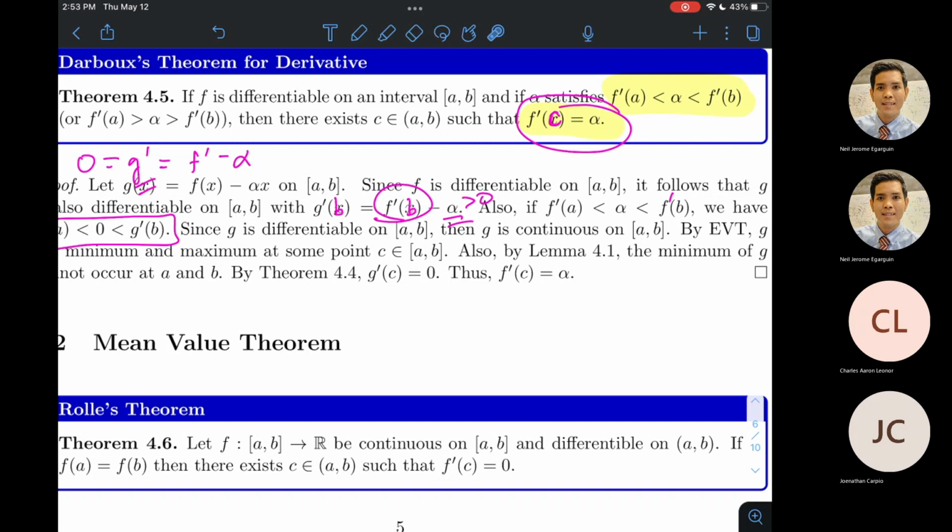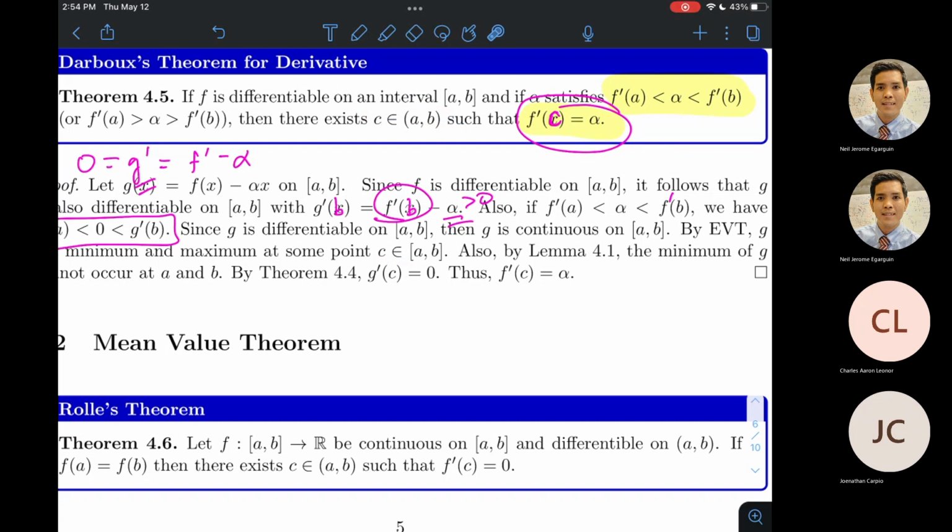So that means we know that there exists that minimum, that number C, will be on the open interval AB. Kasi nga disqualified na si A at saka si B sa pagbibigay ng absolute minimum. So the number C guaranteed by the continuity of G on the compact set, closed interval AB, is sufficient to say na si C ay dapat nandun sa open interval AB.